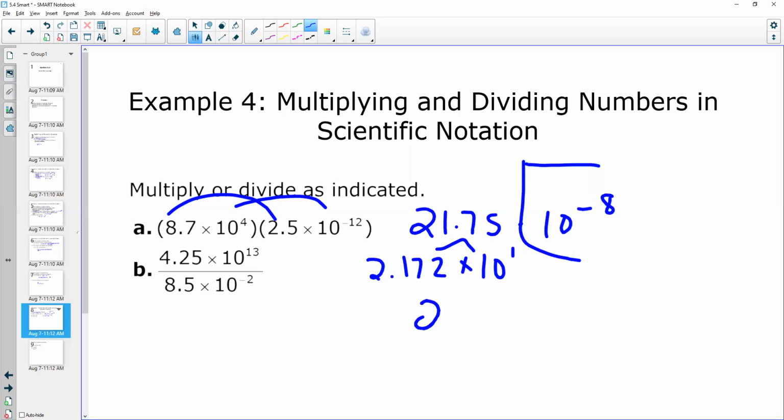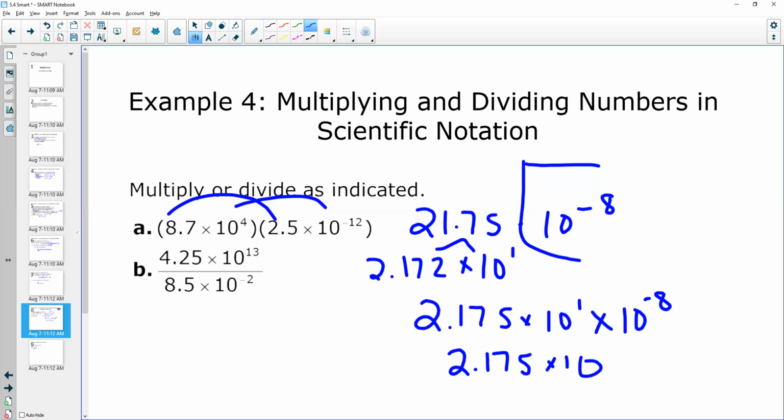So then I have 2.175 times 10 to the 1, and then times 10 to the negative 8. Well, 10 to the 1 and 10 to the negative 8 is really 2.175 times 10 to the negative 7.